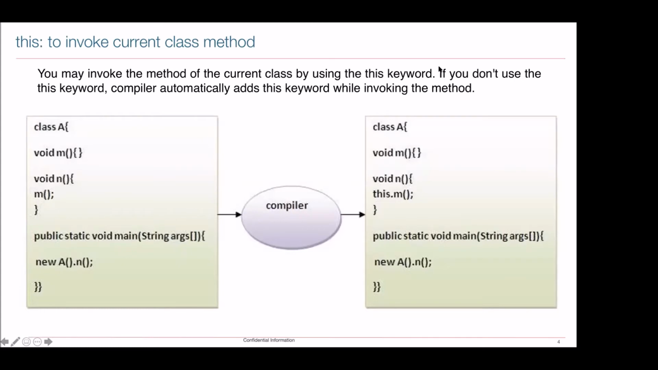So mind this line: if you do not use this keyword, the compiler automatically adds this keyword while invoking the method. If you are going to use this dot m, the compiler is not going to add this. If you are not adding this keyword, the compiler is going to add it for us.